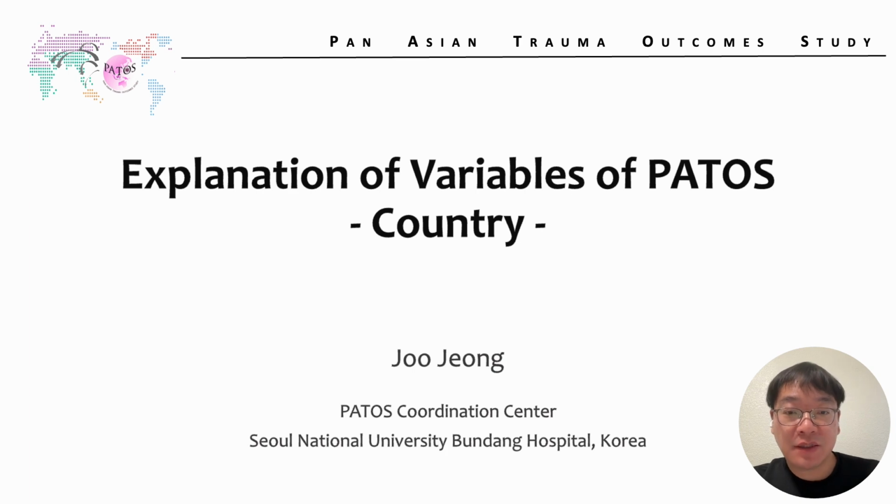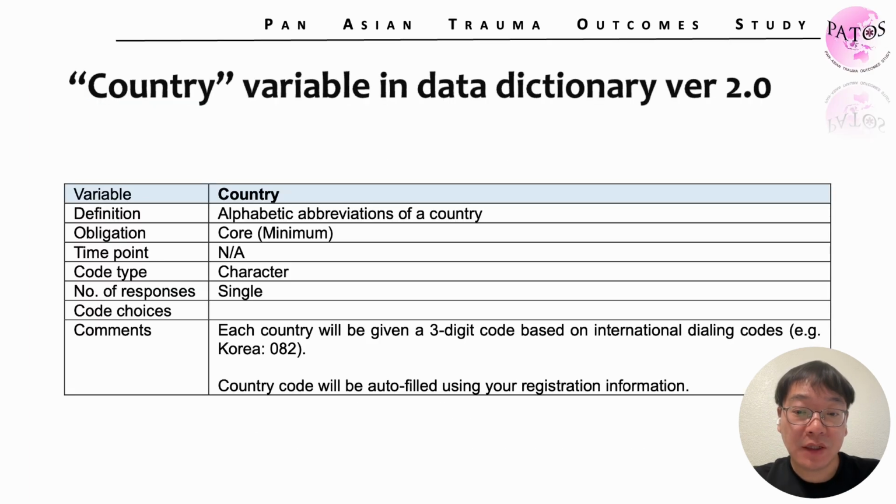I am going to explain some important key variables of the PATOS database. Today I'm going to explain the country variable to you. Let's see the country variable in the data dictionary version 2.0. The variable name is country. The definition is alphabetic abbreviations of a country.